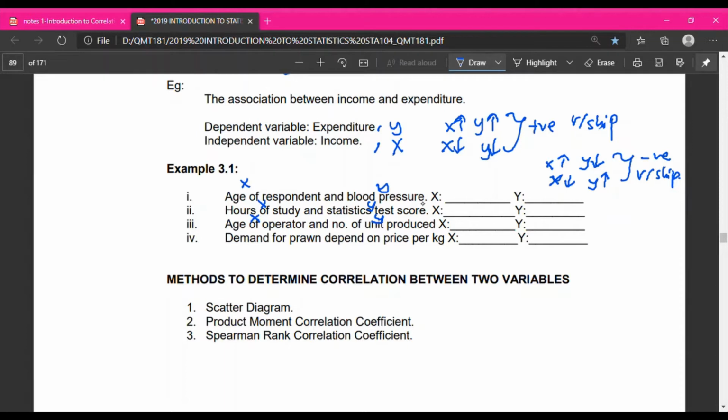Okay, the next one, demand for prawn depend on price per kg. So demand for prawn will be Y and price will be X. Bila demand tinggi, price juga tinggi.